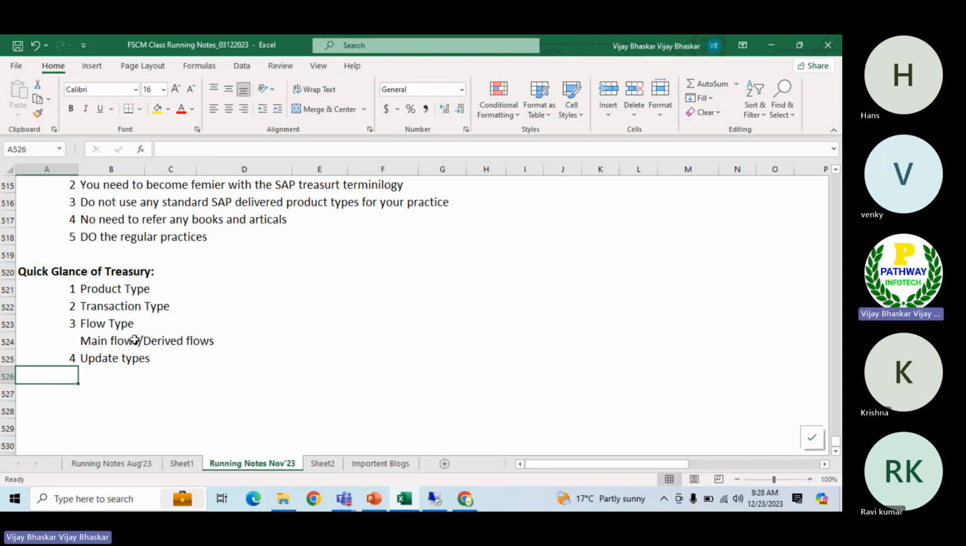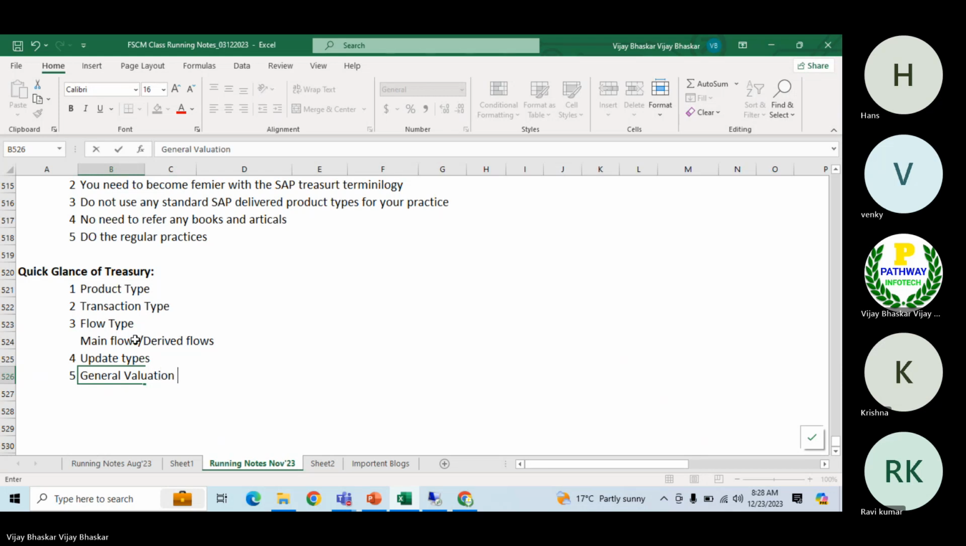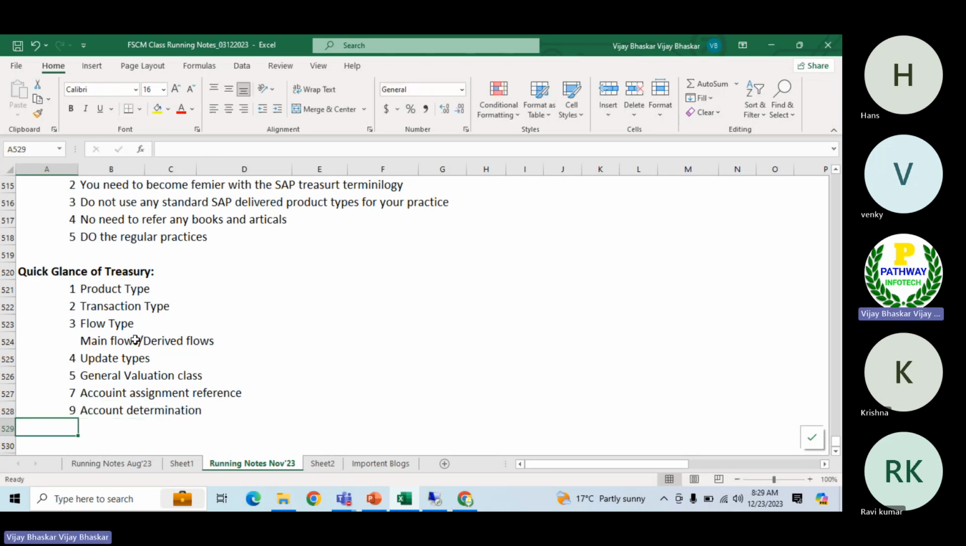Update types. What are the update types which we are going to use? Then general valuation, general valuation class. Then the next one is account assignment reference. Then account determination. The next one would be position management procedures. So in order to understand the flow, definitely I will show you the flow.